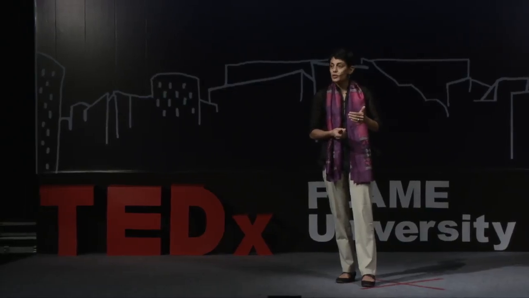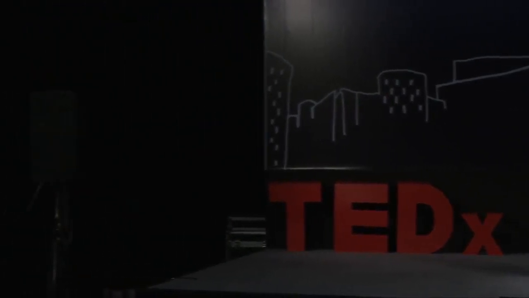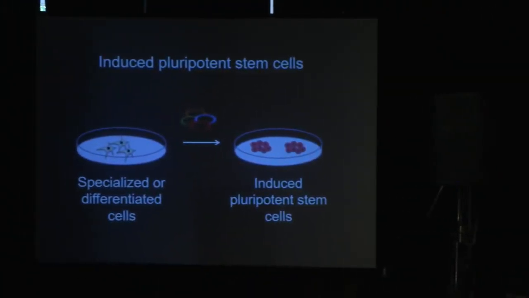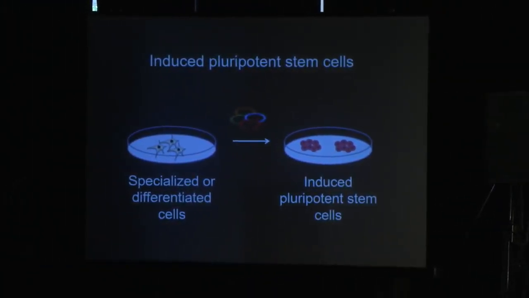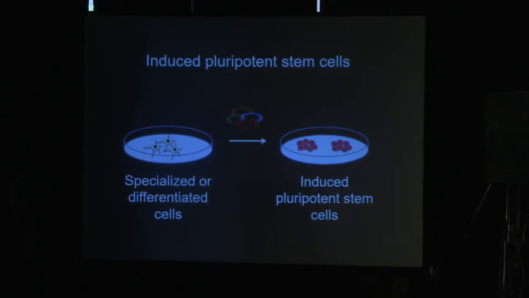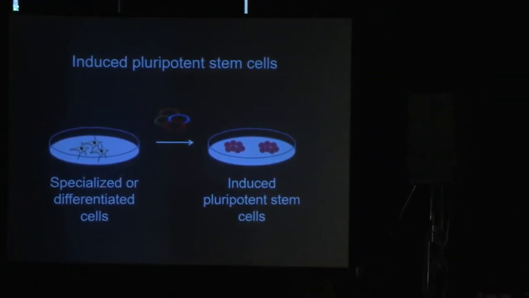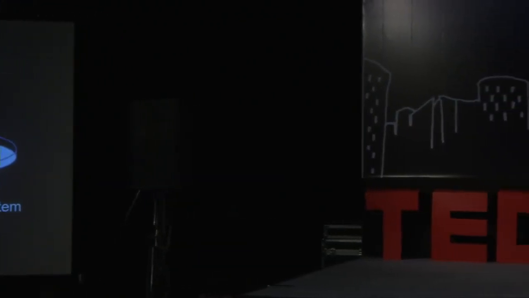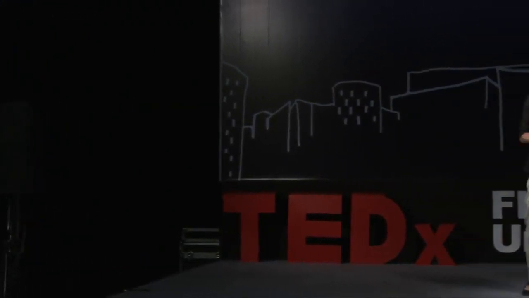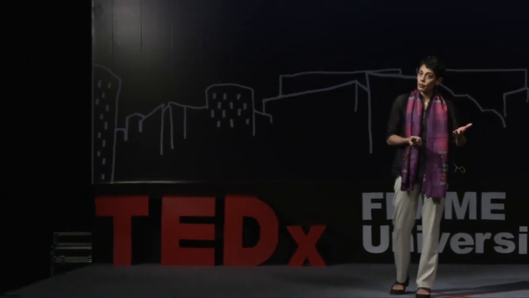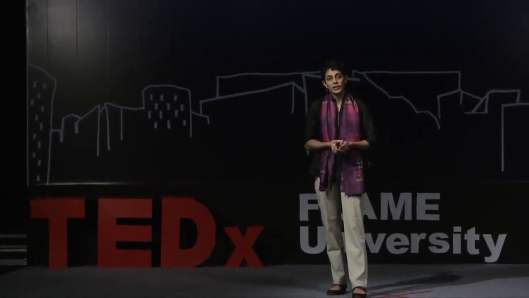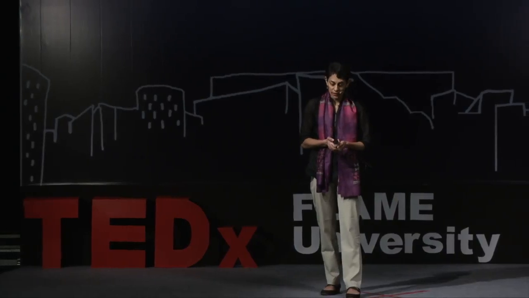The solution to this was arrived at in 2007 by work done in Shinya Yamanaka's lab in Japan, where they took specialized cells and introduced certain specific DNA elements into these cells. These cells went on to give rise to embryonic stem cell-like cells, and this won them the Nobel in 2012. These cells were called induced pluripotent stem cells.